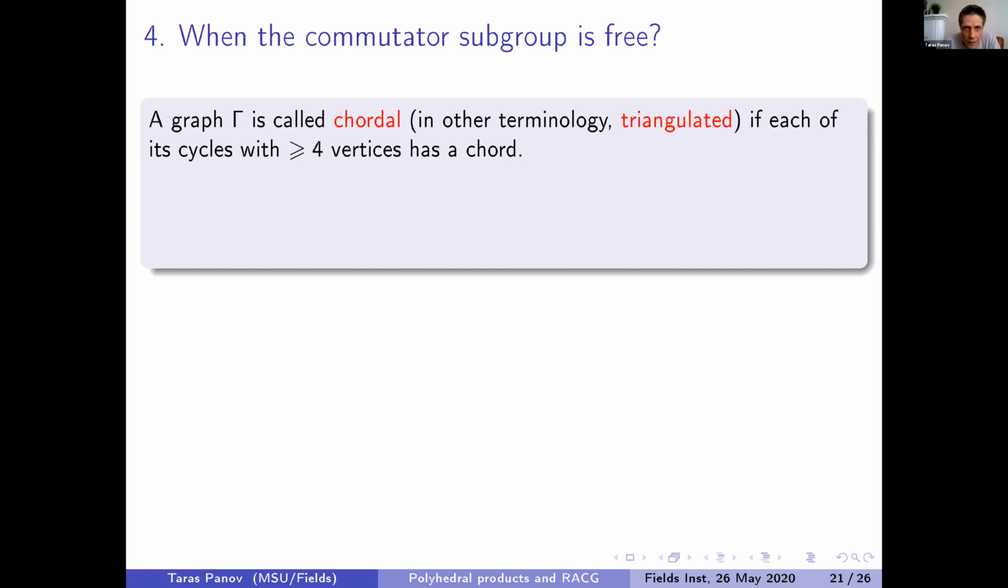A graph is chordal, or in other terminology, triangulated, if each of its cycles with at least 4 vertices has a chord. That means that it does not have empty cycles. So you can have empty triangles, because there is no way to put a chord in a triangle. But whenever you have a 4-cycle, there is a diagonal in this square. And whenever you have a 5-cycle, there are 2 diagonals and so on. Therefore, it's also called triangulated. There are no empty cycles. Such graphs are called chordal.